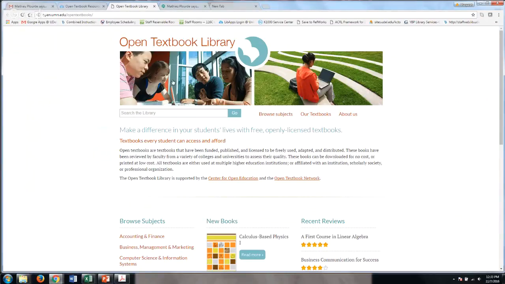So this is the Open Textbook Library page, and for an item to be contained in the Open Textbook Library, it has to be a complete textbook, so it's not going to include any other resources, which is really helpful when you're looking for kind of a full package.